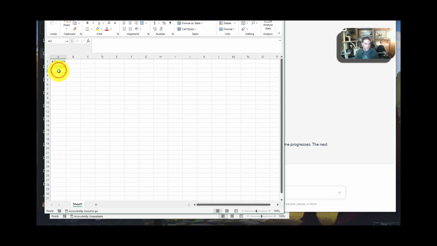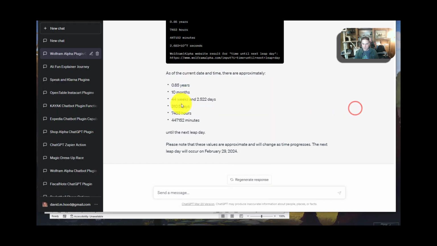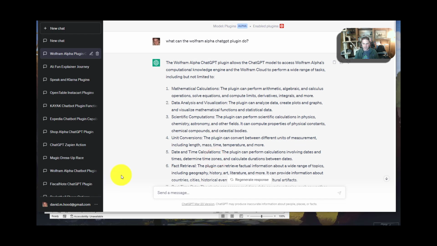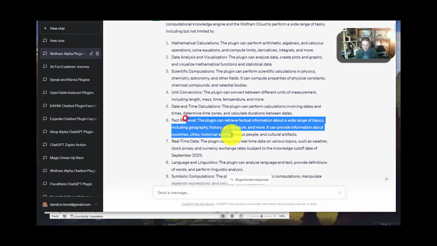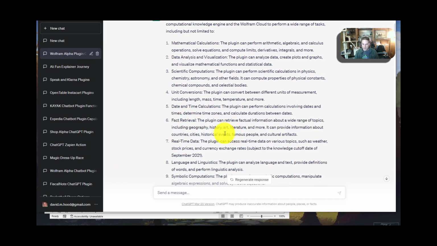So we got this right here. We're just going to do equals that minus that. So 311. Yep, looks like it calculated correctly. All right, good job. Fact retrieval. This is interesting. Famous people.